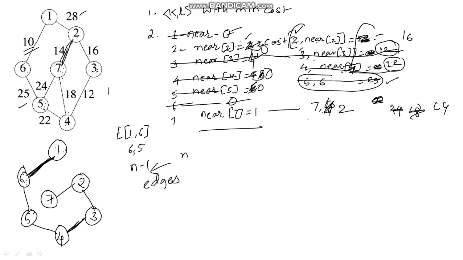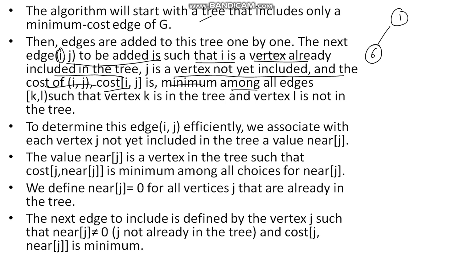So near j we have evaluated, and here we have added. So 1 6 was added, then 6 5 was added, then 5 4 was added, and so on. In this way we went on adding the vertices and edges. To determine the new edge efficiently, we associate with each vertex j not yet included in the tree a value, which we call near j. The value near j is a vertex in the tree such that the cost of j comma near j is minimum, as we have done previously.